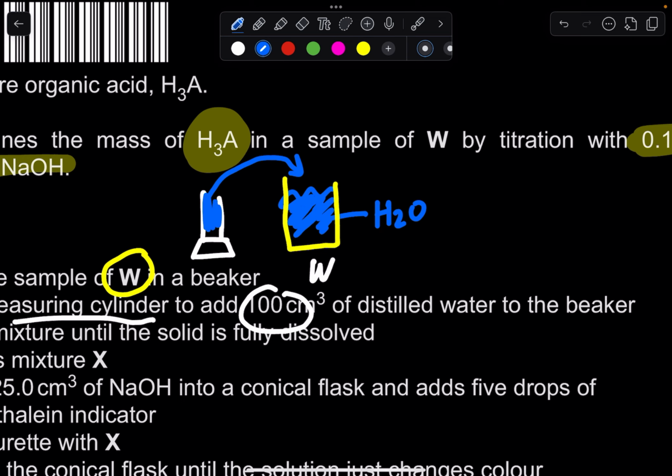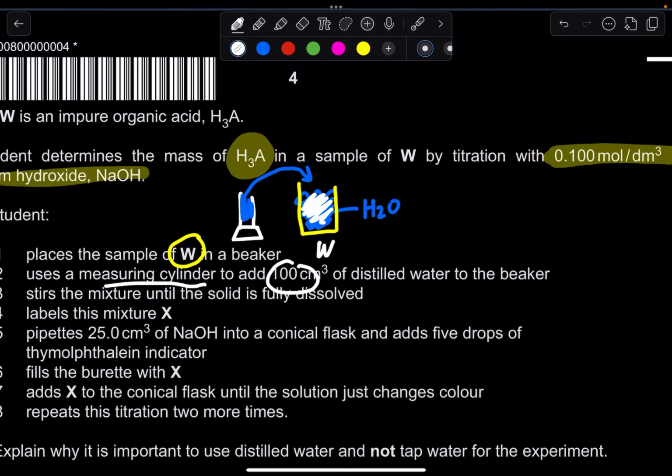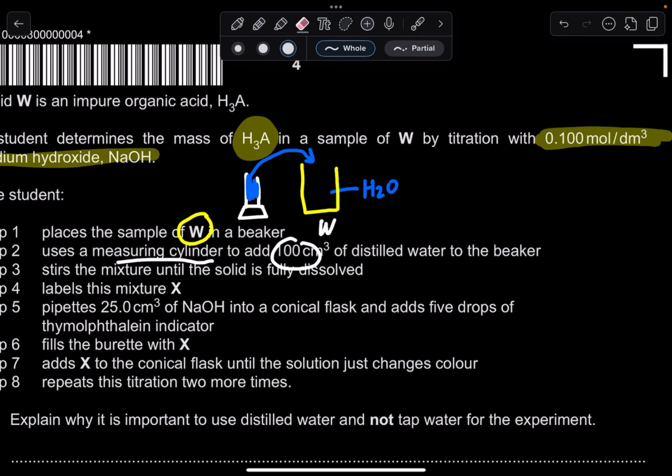So this is the water and W is dissolved in it. Done. Stirs the mixture. Let's just remove and draw only water. Okay, stirs the mixture, labels the mixture as X. So now this mixture is labeled as X.